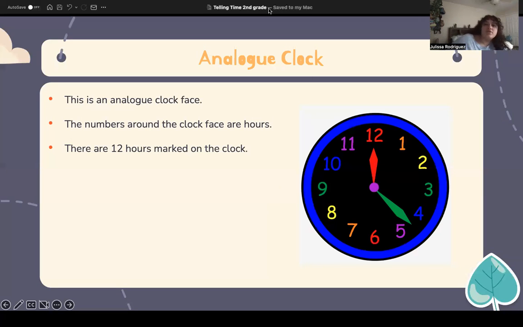So we're gonna use this analog clock, and this is the face of the analog clock. The numbers that you see around the face, around here that you see me moving my mouse, those indicate the hours of the day that we're in. There are 12 in total hours marked on this clock. They indicate each hour of the day that we're on.